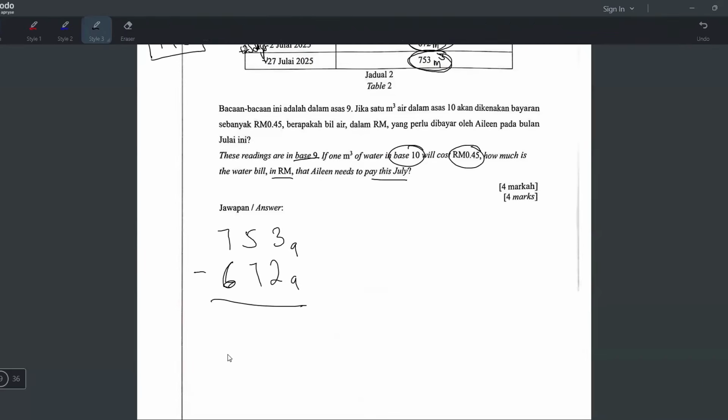Okay, but when you tolak this, tak boleh guna calculator sebab dia base 9. We have to use the vertical method. This method is called the vertical method. What's vertical method? Vertical method is where you stack the numbers on top of each other like that, and you try to minus one by one yourself macam tu.